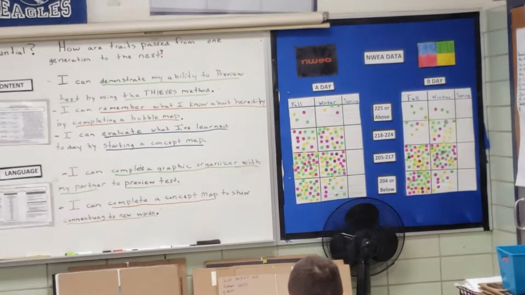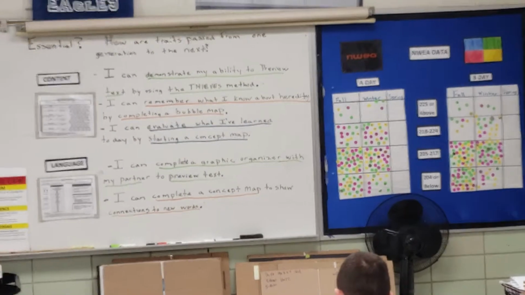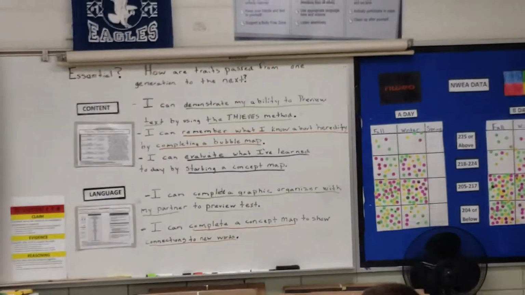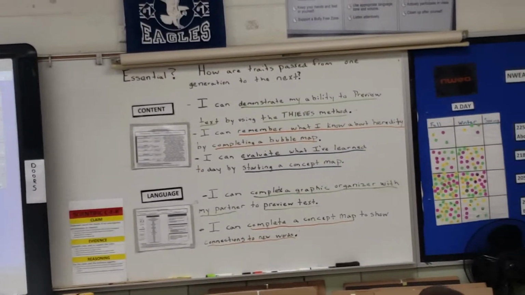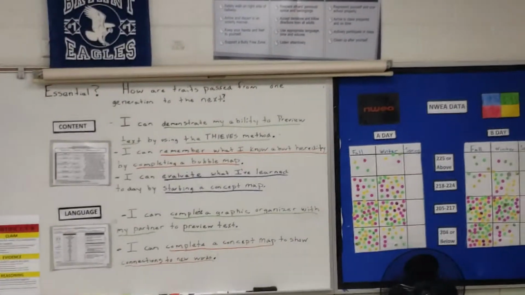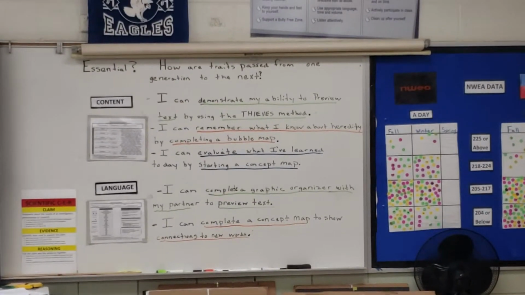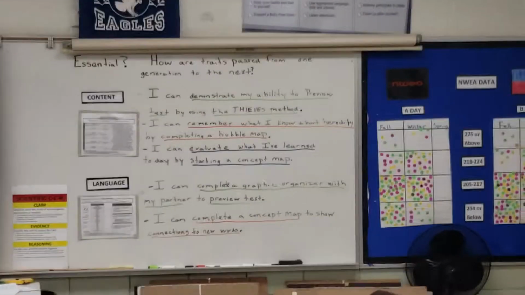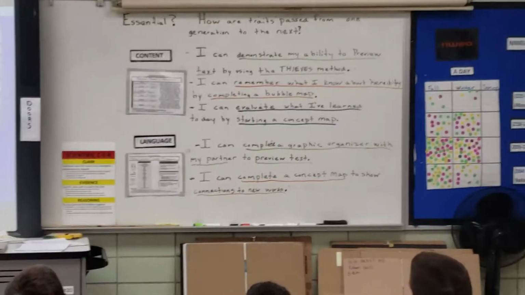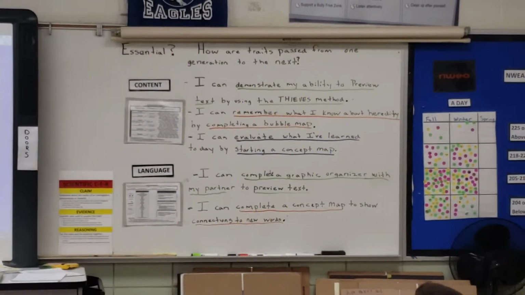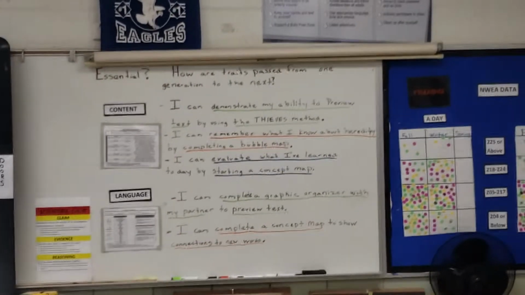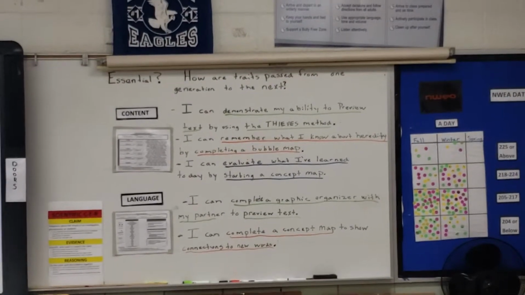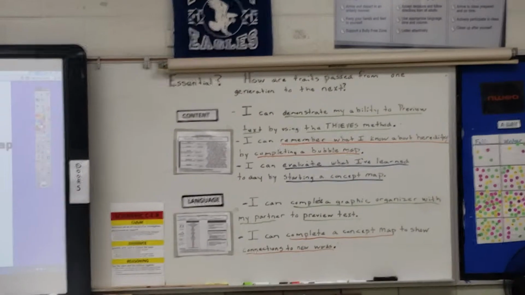For the first one that's underlined in green, I will read the underlined part, and you will read the ununderlined part. You ready? Yes. Okay, go ahead. I can demonstrate my ability to preview text by using the THIEVES method. I can remember what I know about heredity by completing a bubble map. I can evaluate what I've learned today by starting a concept map.